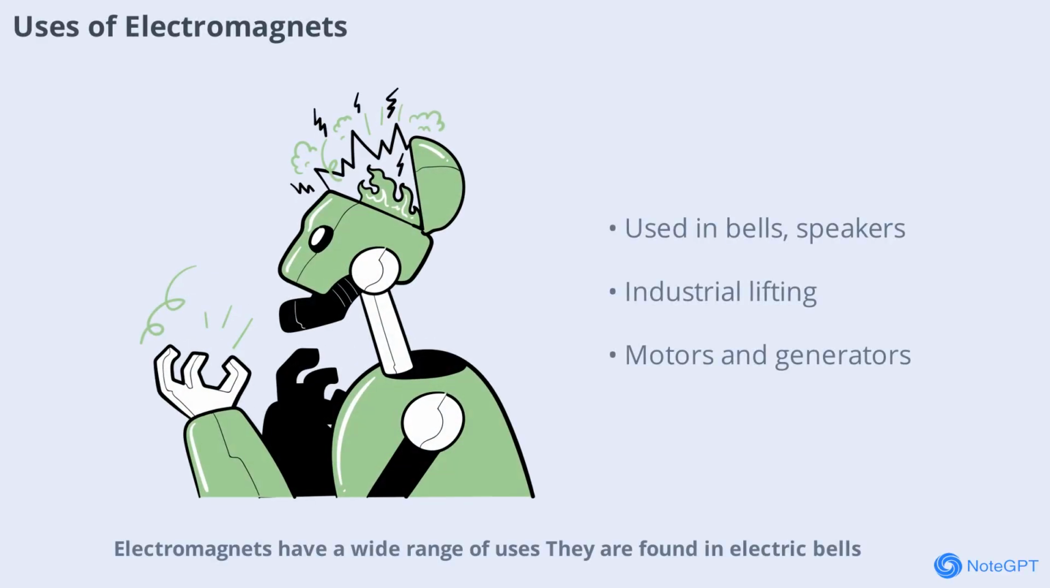Electromagnets have a wide range of uses. They are found in electric bells, relays, loudspeakers, and MRI machines. In industries, they are used to lift and move heavy metal objects. Electromagnets are also crucial in electric motors and generators, enabling the conversion of electrical energy to mechanical energy and vice versa. Their ability to be controlled makes them invaluable in technology.